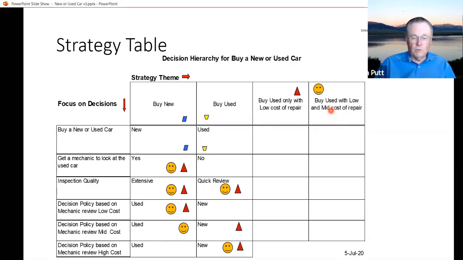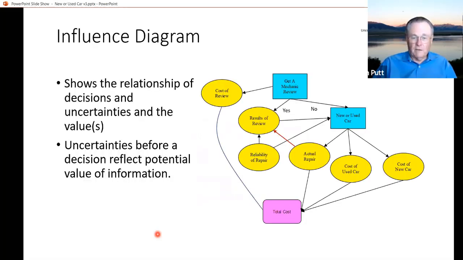We're actually going to look at these different decision policies and determine which is the right one. So here's the influence diagram. It starts with: do I get a mechanic review, yes or no? If I don't get a mechanic review, I'm going to get a new or a used car, and I have to make that decision right away. Depending upon what I do, I have the actual cost to repair, the cost of the used car, and the cost of the new car. These three things then feed into the total cost.